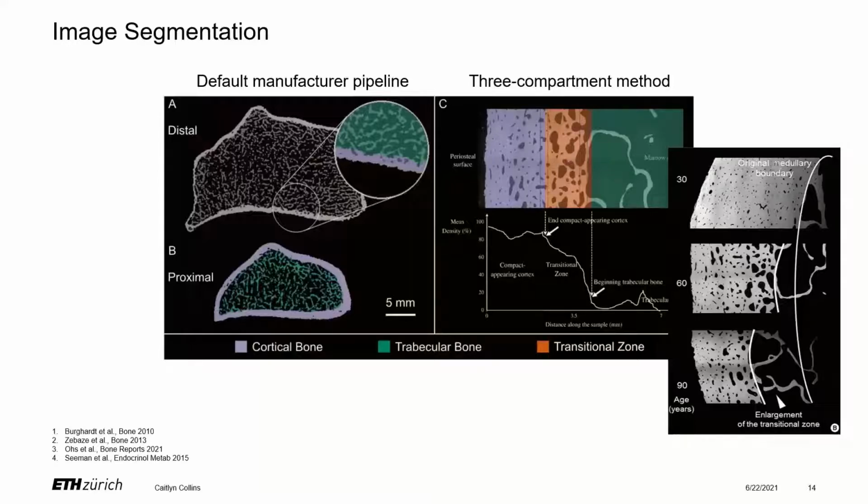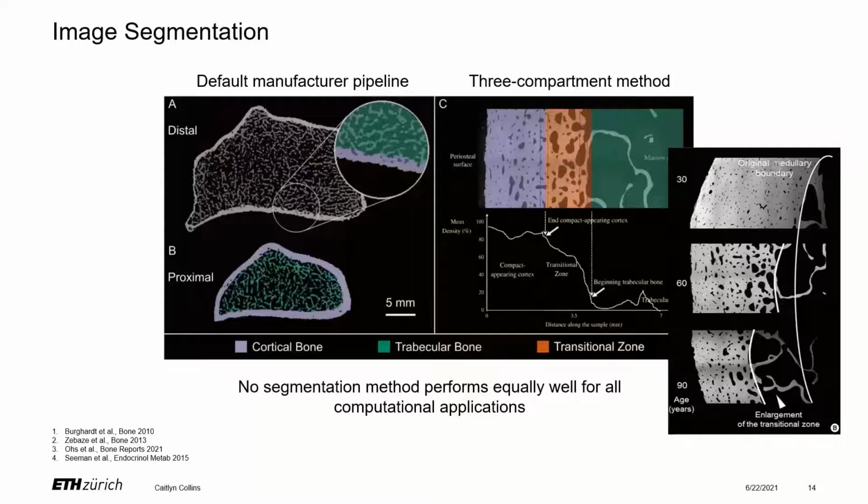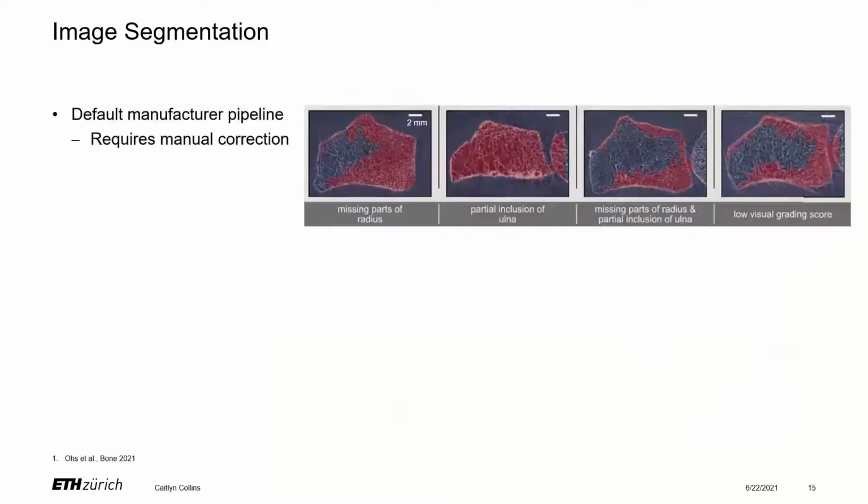So Zebaze et al. introduced a 3-compartment method where an additional zone was identified, referred to as the transition zone, such that the cortical and trabecular regions were more stable over time, and you could actually track this change in this susceptible endocortical region. However, none of the segmentation protocols that exist today really perform well for all computational applications. So although there is a default manufacturer pipeline, often studies will implement their own segmentation strategies.